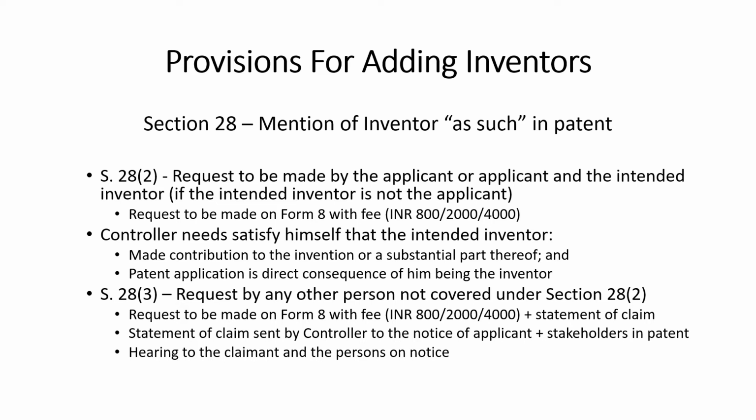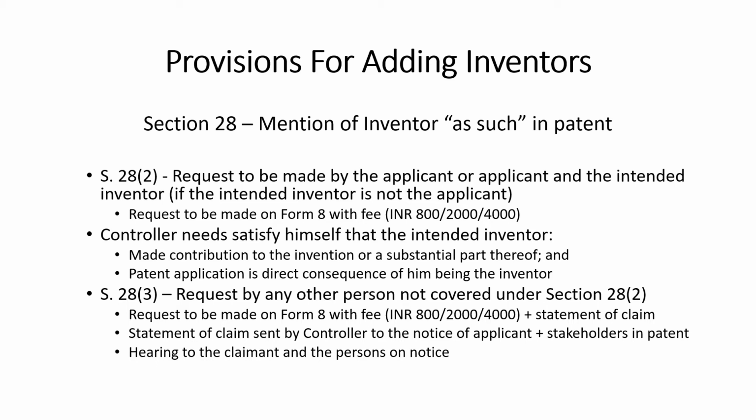So section 28 subsection 2 provides that a request for addition of inventor has to be made by the applicant, or the applicant and the person who is intended to be added as the inventor if that person is not the applicant. This request is made on form 8 along with the official fee, which could be INR 800, 2000, 4000 depending on the type of entity which is filing the request.